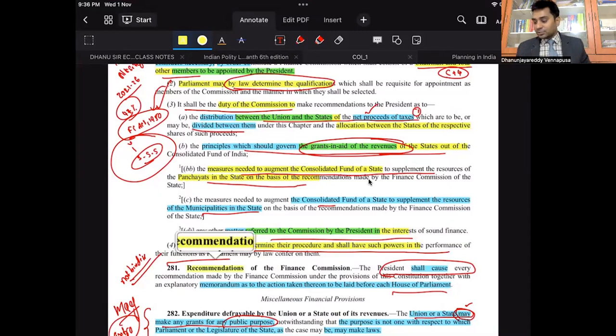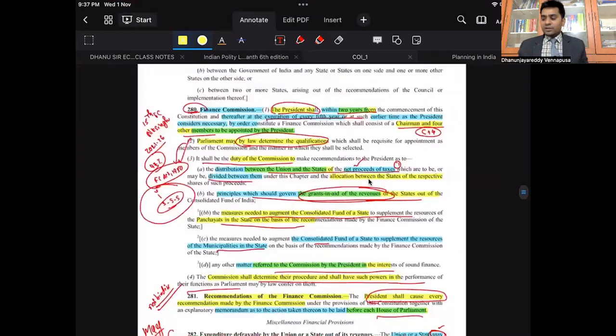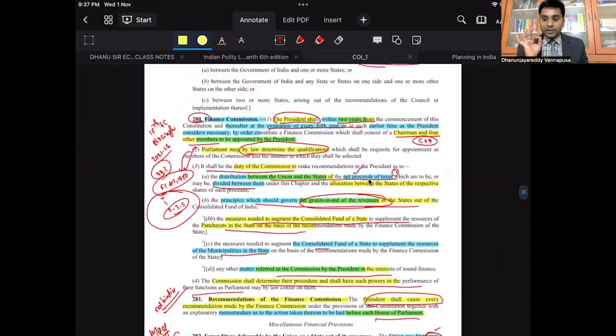Recommendations of the Finance Commission. The President shall cause every recommendation made by the Finance Commission to be laid before each House of Parliament. So the President lays it before each House of Parliament. However, the government is not required to follow that. So this is about Article 280, 281. Very, very important, these two articles. You have to know them line by line. Whatever I have highlighted, that is important.